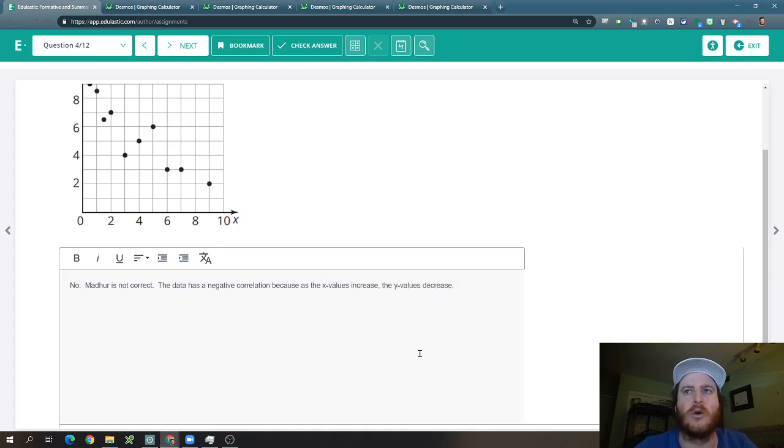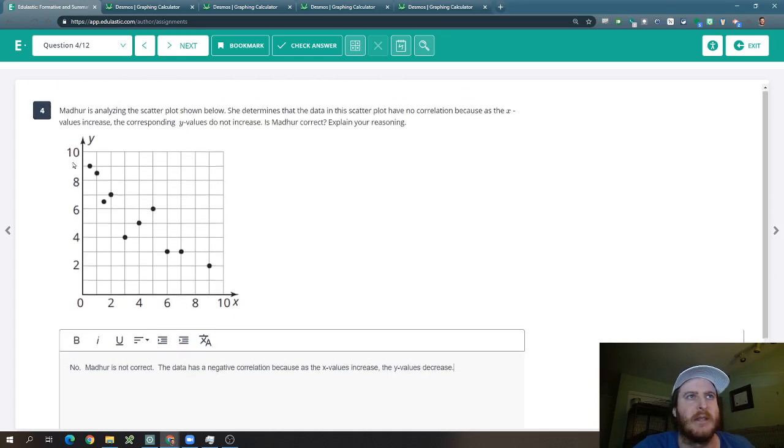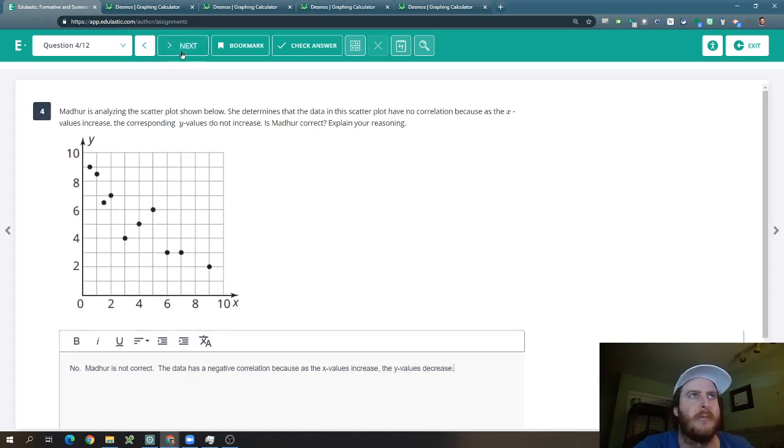So what would no correlation look like? It would look like kind of just scattered everywhere up and down, right? There wouldn't really be any pattern. There would be no pattern at all. But this does have a pattern, it has kind of a negative pattern.